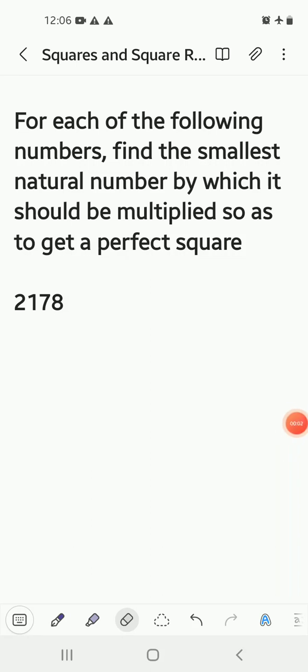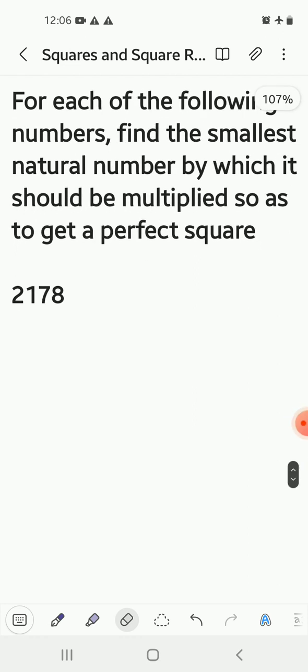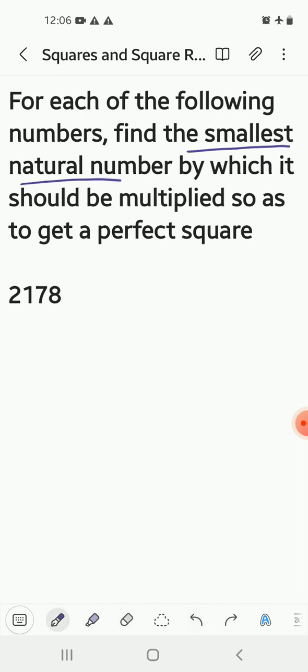This is square and square root, where we are going to solve another sum from square and square root. The question says, for each of the following numbers, find the smallest natural number by which the number given, that is 2178, should be multiplied so as to get a perfect square.